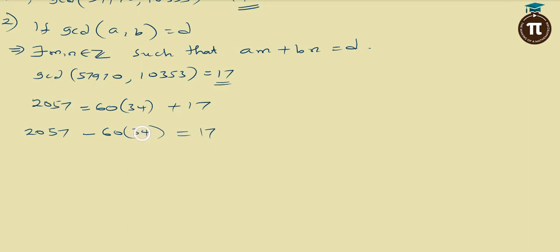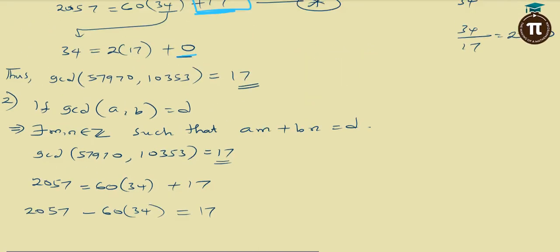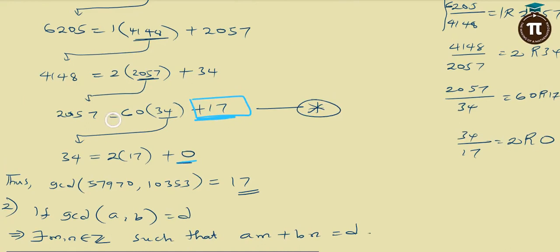Now, this one in the bracket, 34. So look at what I'm going to do now. I'll go up again. I have written this. In fact, I have made 17 the subject. So the essence is that you will have to be making all the remainders the subject of formula. What we are doing is that we will start from down and go up. We want to start from here and go up like that.